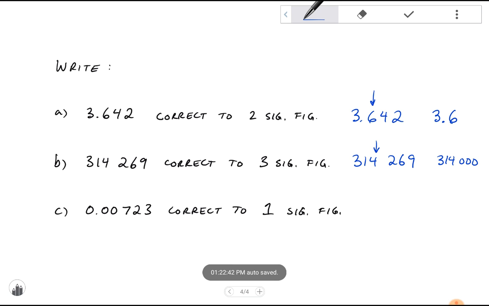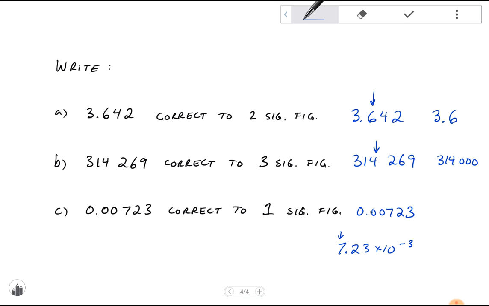All right, let's write this one correct to 1 sig fig. 0.00723, correct to 1 sig fig. Okay, the difference here is that we have a bunch of zeros to the left of where actual digits start. These zeros don't count when we're talking about significant figures. Okay, if we wrote this number in scientific notation or standard form, it would be 7.23 times 10 to the power of negative 3. Okay, and when we're talking about 1 sig fig written this way, well, of course, that would be the 7.